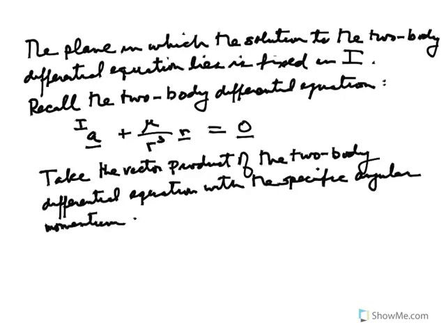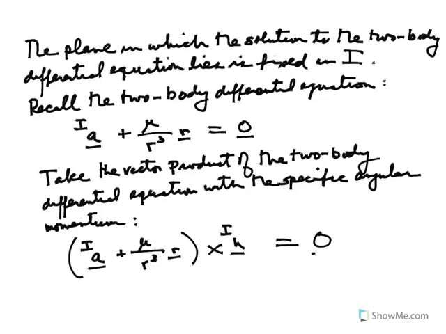So what happens when that operation is performed? ai plus mu over r cubed times r, crossed with hi. Well, that still equals 0, of course, because I started off with something that's already 0. So this doesn't seem like it does anything. But it actually allows us to do quite a bit.